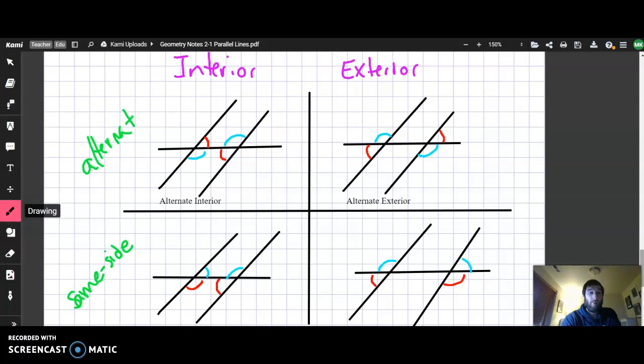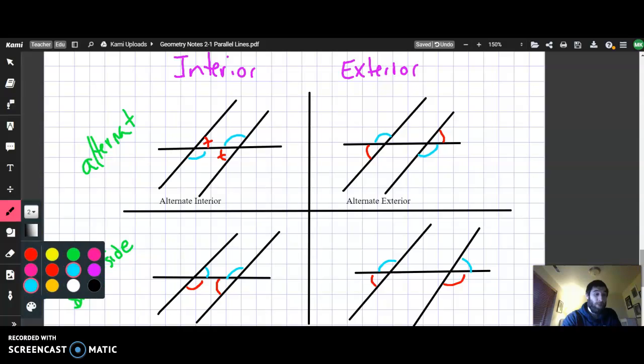And so, remember congruency we can show with tick marks. So, the single tick marks are each congruent to one another, and the double tick marks are each congruent to one another. So alternate interior and alternate exterior angles, both of those are congruent. They're always going to be the same. They're always going to be equal numbers.